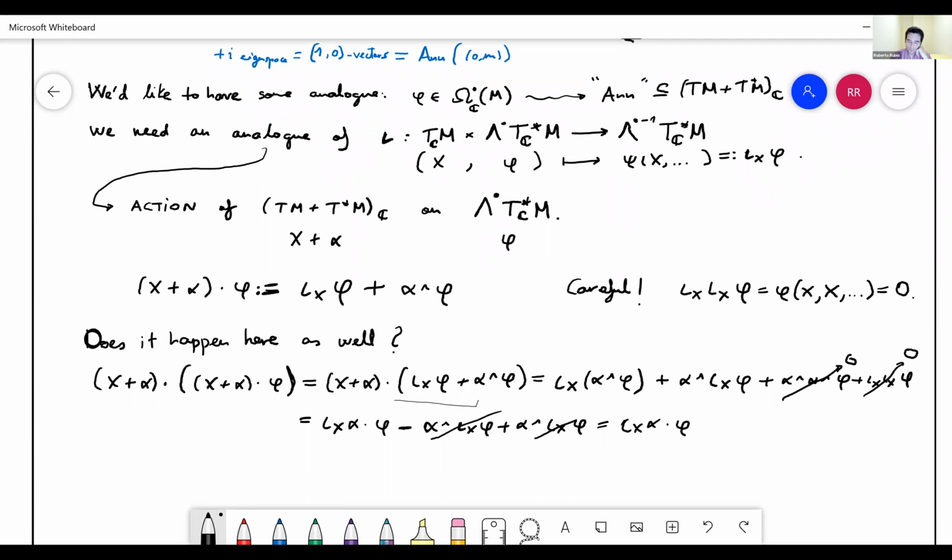Well, but this happened before to us, when we were doing the bracket of two generalized vector fields. It wasn't skew. Why? Because I got d of ix alpha, which was d of the pairing. So I'm getting the same here: the pairing of x and alpha times phi. So does it happen here as well?